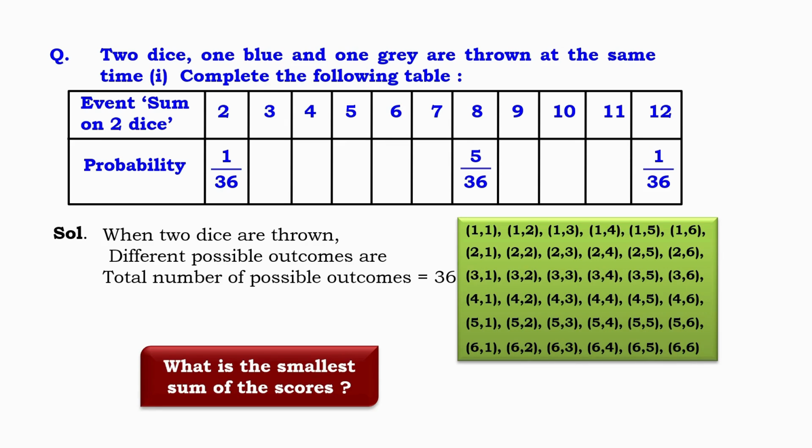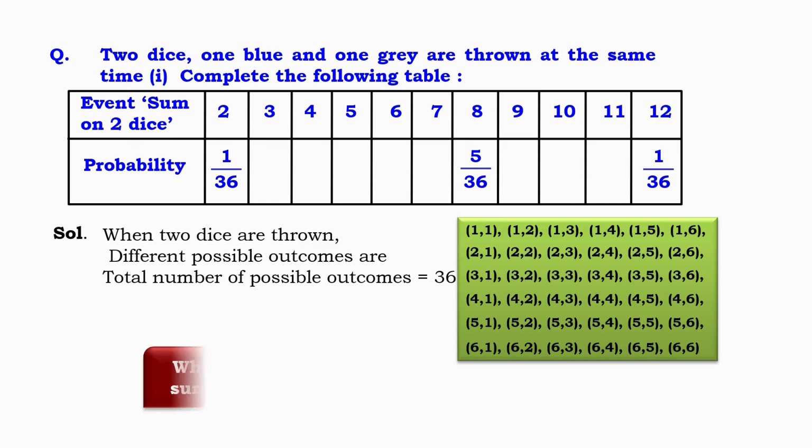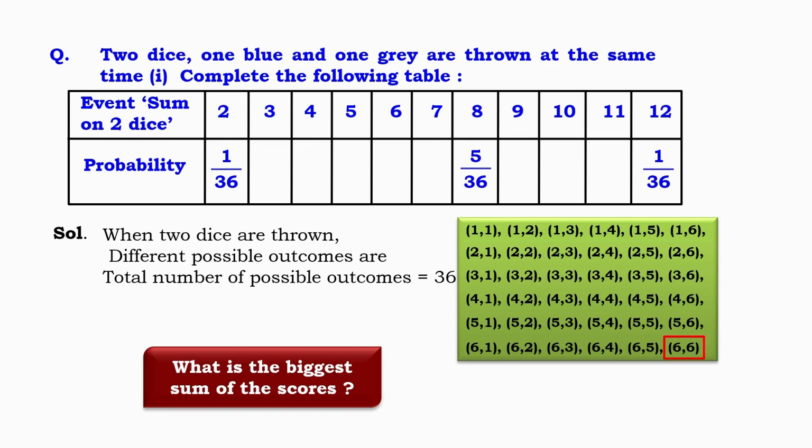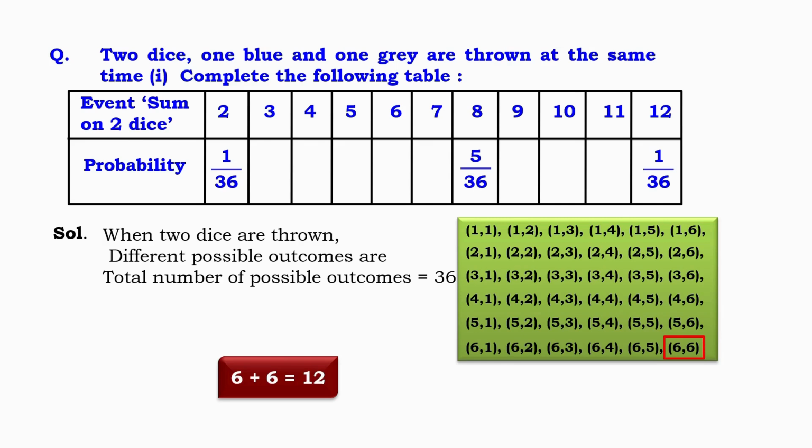Now, here they are asking us to find the event on the sum of two dice. So we have to add the numbers we get on the different dice. Now, what is the smallest sum that we may get whenever we throw the two dice together? 1 is the smallest number that we can get, so the sum will be 1 plus 1, that is equal to 2. Now, what is the biggest sum of the scores? The biggest sum will be whenever we get 6 on both dice, right? So that will be 6 plus 6, that is equal to 12.